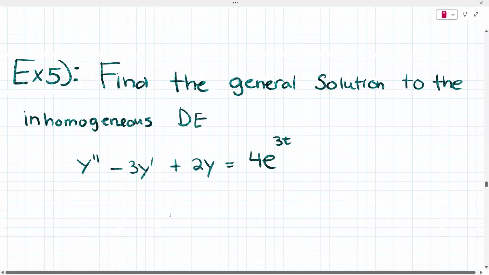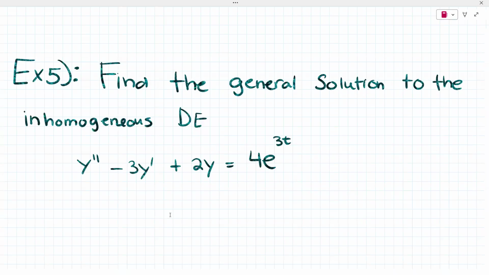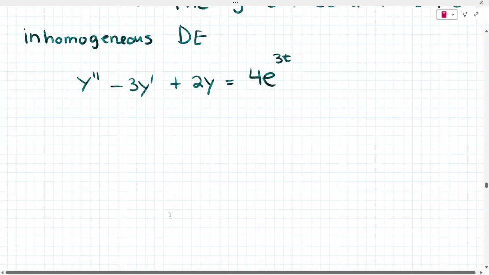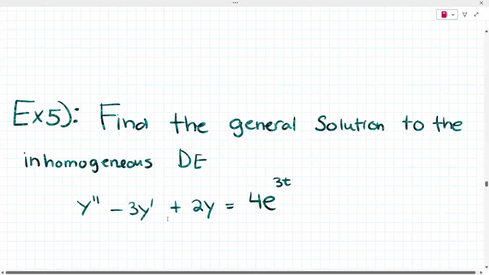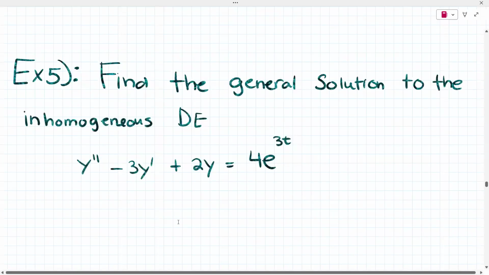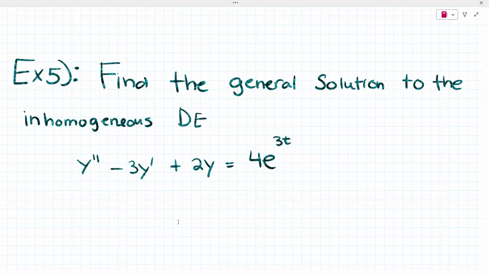Now that we have a good understanding of finding the guess, let's actually find the general solution to the inhomogeneous differential equation. So let's do this one. On this one, it says find the general solution to the inhomogeneous differential equation. We have y double prime minus 3y prime plus 2y equals 4e raised to the 3t.